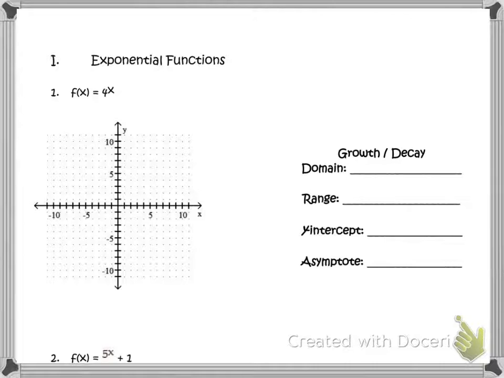Okay, so for this one, we've got f of x equals 4 raised to the x power. Okay, so what is our base here? Our base is going to be a 4, right? So 4 is greater than 1. So this is going to be a growth. You'll have a growth here because your b is greater than 1.